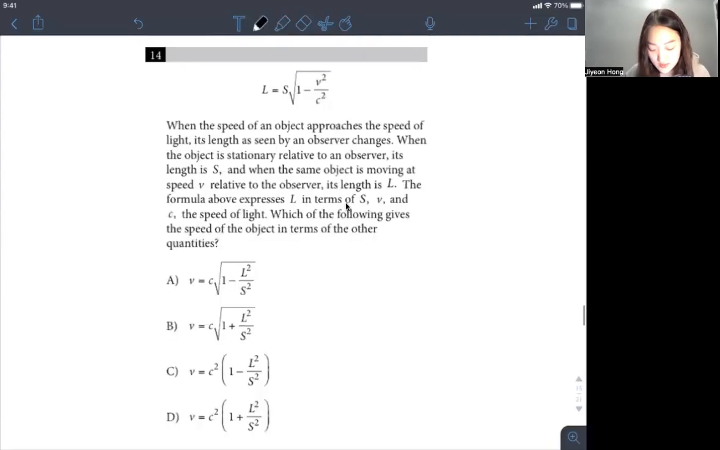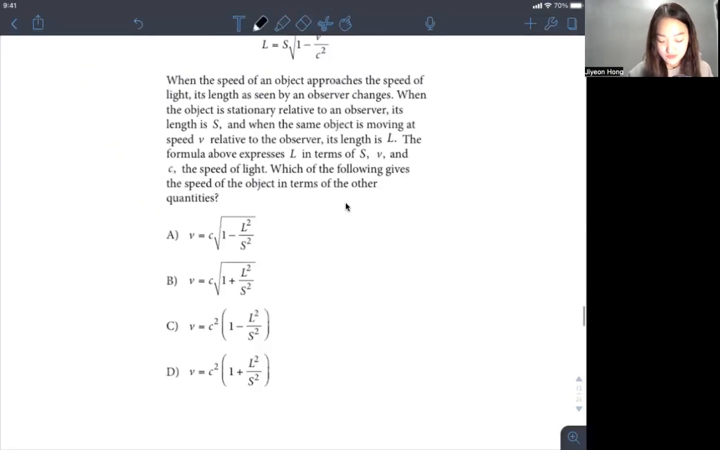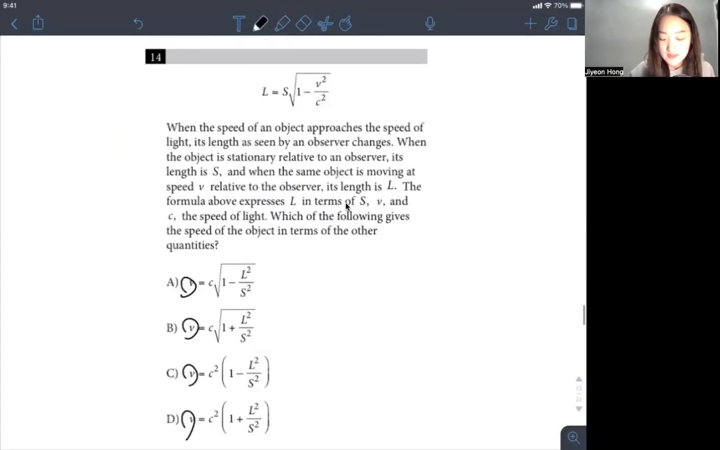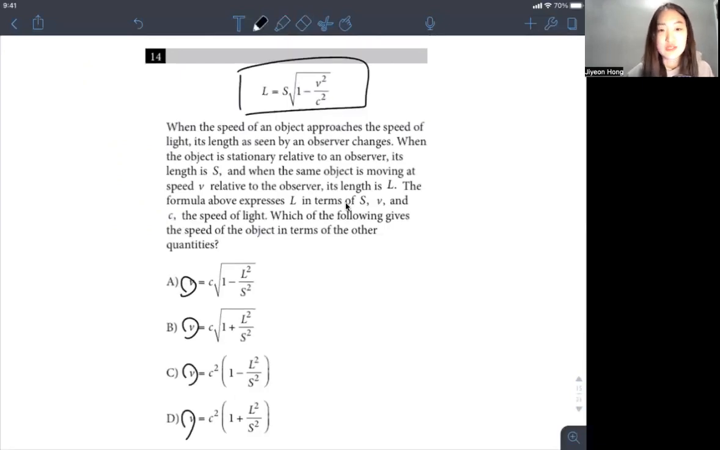14. Very, very long text. When I really take the SAT, I don't read any of this because when I look at the answer choices, I immediately recognize this type of question as one where I just need to rearrange and solve for V, right? Because V equals, V equals. So it's basically rearranging this equation into V equals.